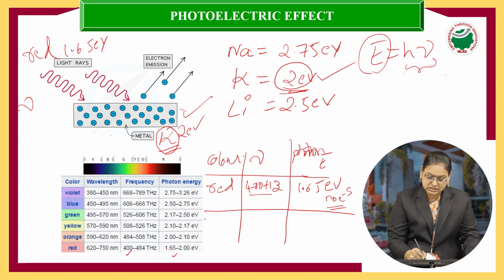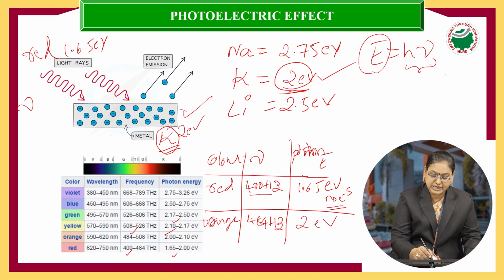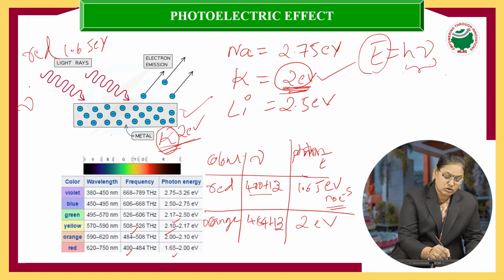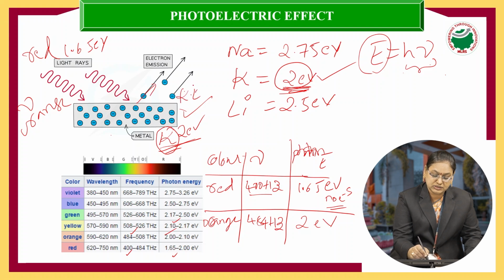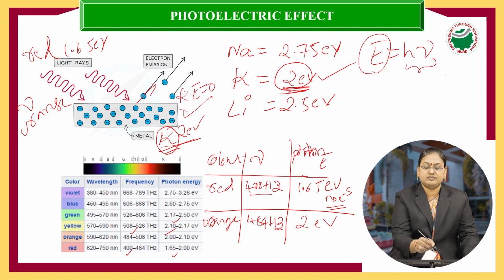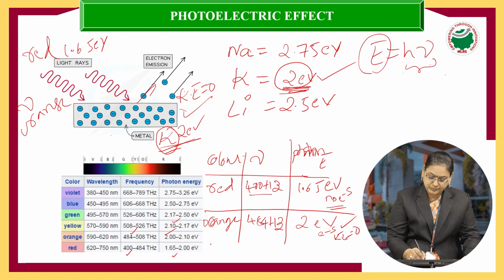Now you allow orange light to fall on the surface of the metal. What is the frequency of orange light here? 484 Hertz, and its photon energy is 2 electron volts. Potassium also requires 2 electron volts. So when orange light falls on the potassium surface, what is happening? Electrons are just emitted, but their kinetic energy is 0. Electrons are emitted but kinetic energy is 0.